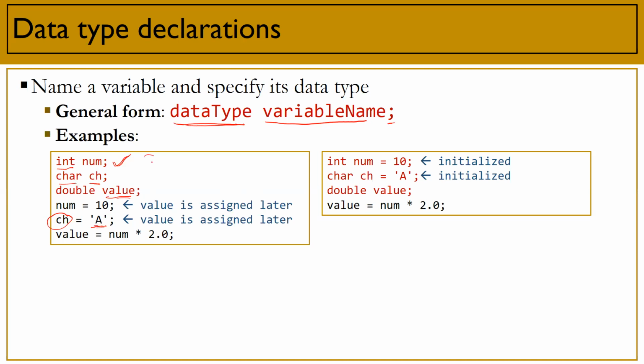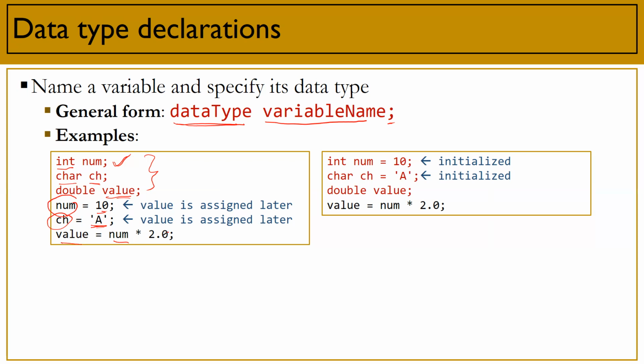Once we have declared them, right now they don't have any values; we have not assigned any values to them. If you use a variable before assigning any value to it, it will have a garbage value, which is not good. So we have to assign values to them, and then we can use them. Here, we have assigned 10 to num, we have assigned the value A to ch, and value gets num times 2.0. So we have assigned them values later on.